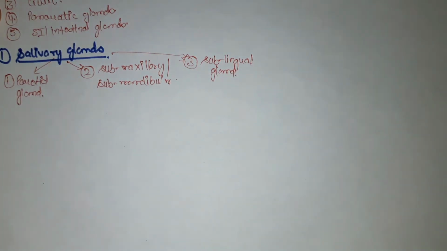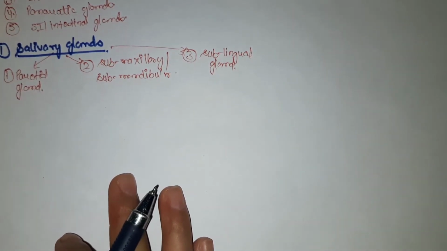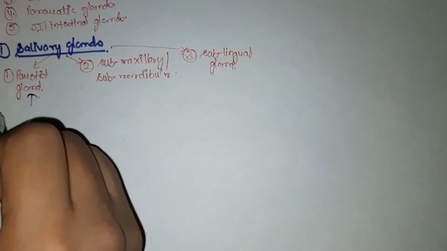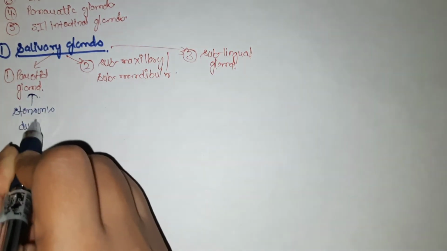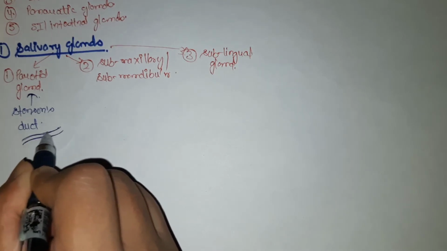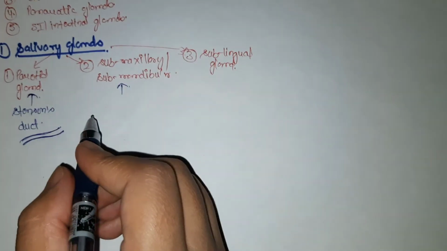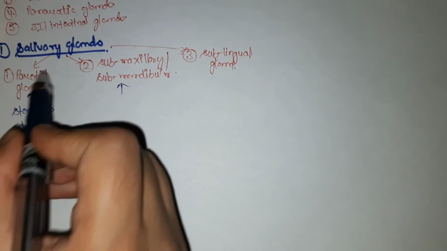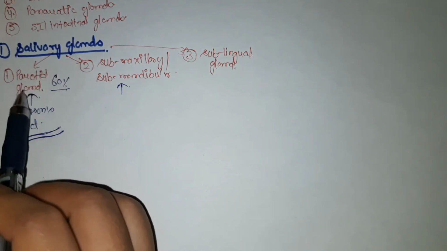Now there are ducts related to these glands, as these glands are not ductless but duct glands. The duct of the parotid gland is called Stenson's duct. This is a single, complete duct and does not have any subparts or subducts. The parotid gland is your major salivary gland, and almost 60% of saliva is secreted by it. That is why it is the major salivary gland.